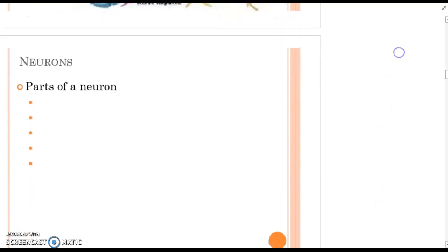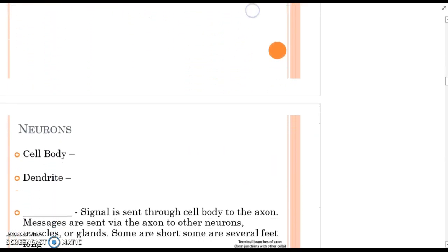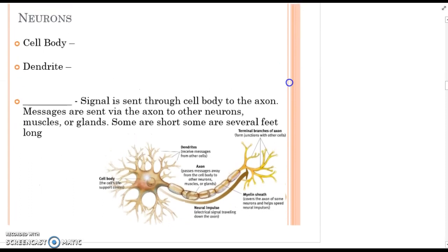So neurons, there are parts that you're going to need to know. I'll just list them here, and then we will go into them in the next picture. The cell body, the dendrite, the axon, and the synapse, or axon terminal, because that's where it ends. So that's the synapse. Okay, so those are the parts. So let's go into what those mean.